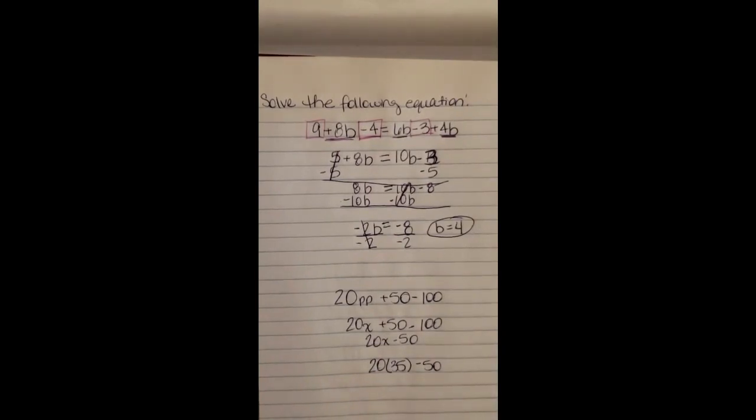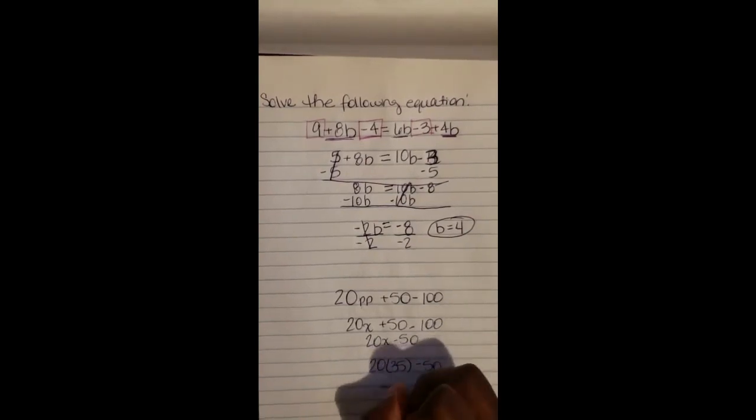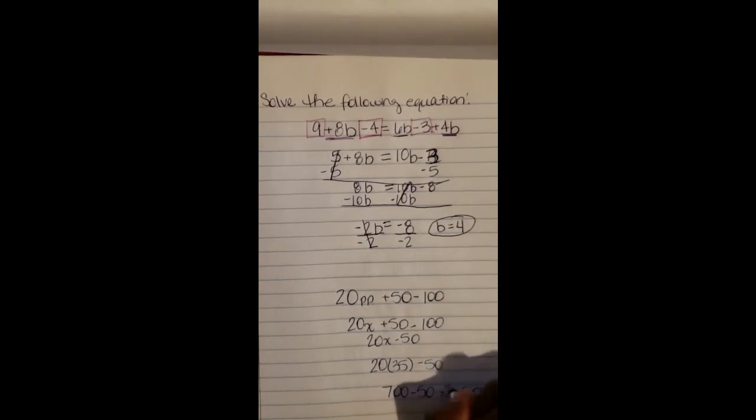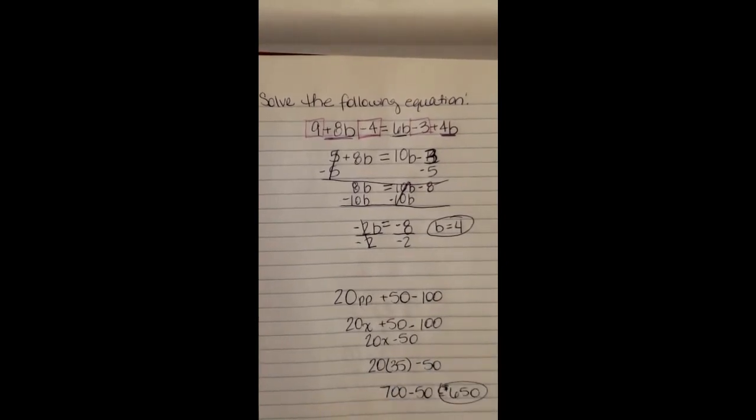All right. So now I have 20 times 35, which would give me 700. And then I'm going to subtract that 50 from it, which should give me $650. So that is the total cost that the caterer would charge for this customer to have this party.